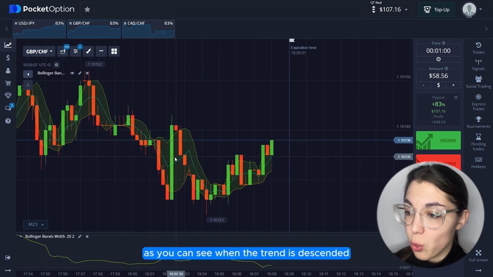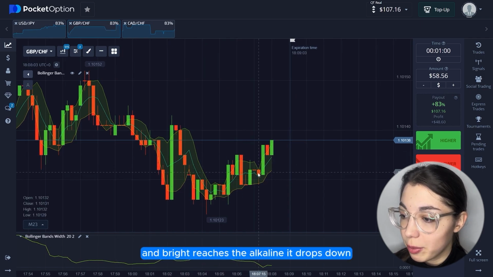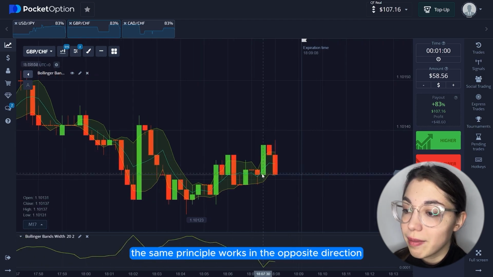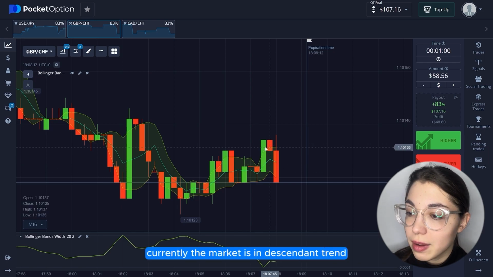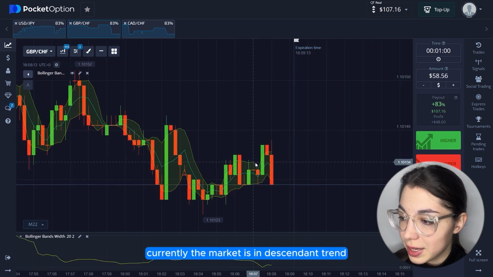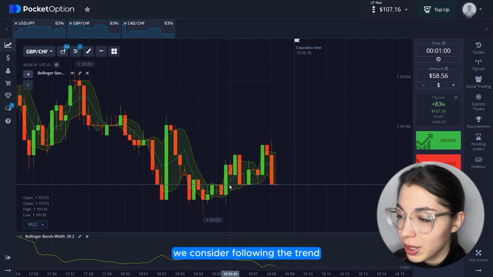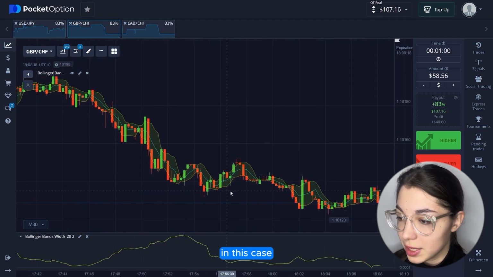As you can see, when the trend is descending and the price reaches the upper line, it drops down. The same principle works in the opposite direction, so it's worth paying attention. Currently, the market is in a descending trend and there has been a breakthrough. We consider following the trend in this case.